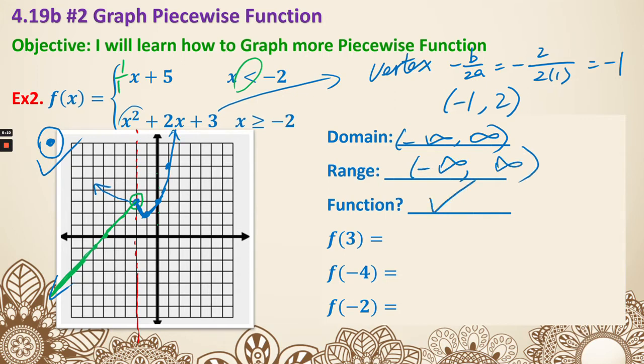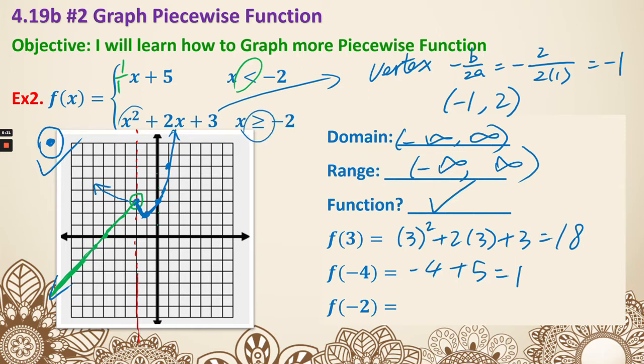Function, f of 3. I'm going to plug into the second one, so 3 squared plus 2 times 3 plus 3. That is going to be 9 plus 6, which is 15, plus 3, that is 18. And f of negative 4, I'm going to plug into the first one. Negative 4 plus 5 is a positive 1. f of negative 2, the negative 2 is included in the second equation because that doesn't have an equal sign. So negative 2 squared plus 2 times negative 2 plus 3, that is going to be 3.